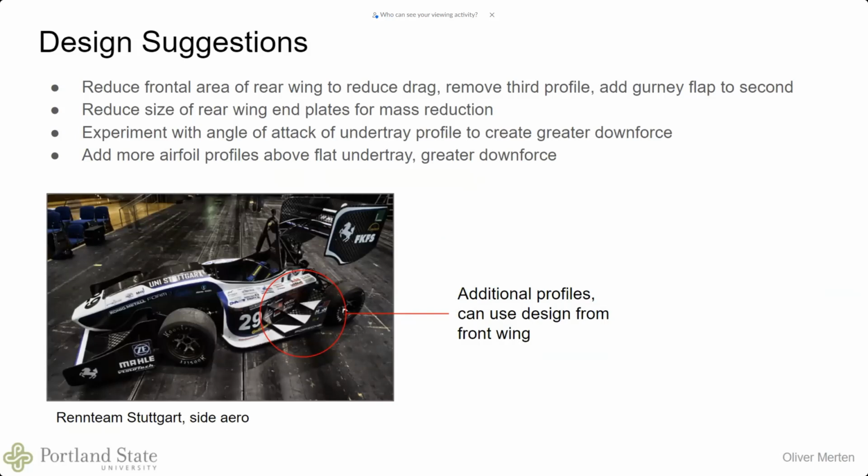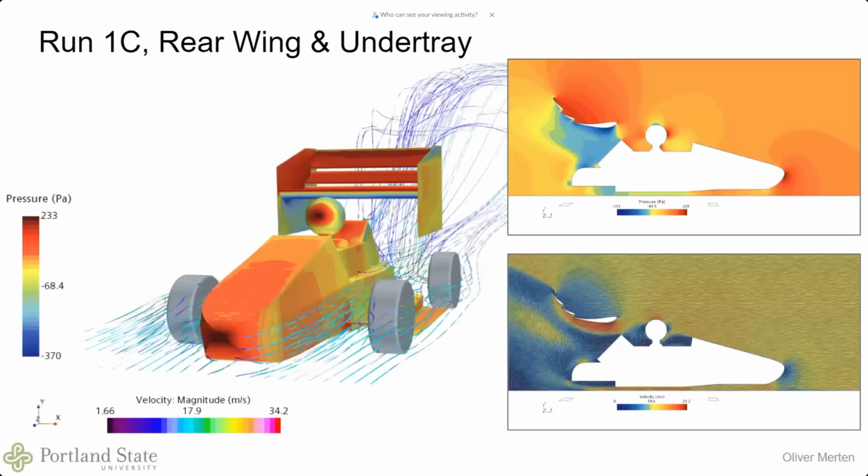So yeah, if we can reduce that frontal area, we can reduce the drag on the rear wing. And we could reduce the size of the end plates on the sides, left and right, for mass reduction. So going back to this, if you look at the pressure zone on the rear wing, towards the bottom, there really is not a large low pressure zone. So we could definitely trim some of this material out where there's a negligible pressure difference.